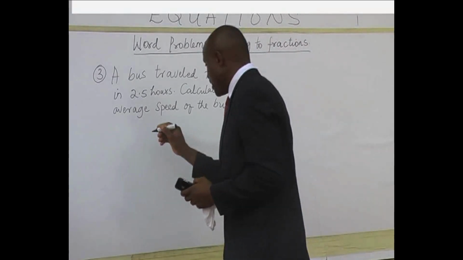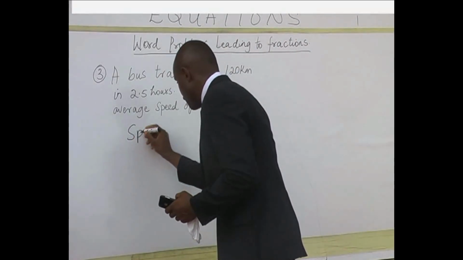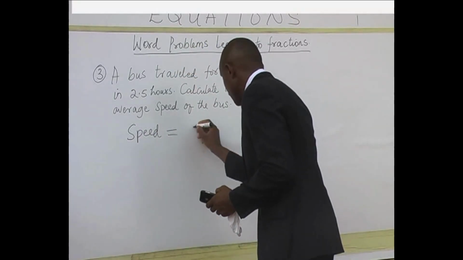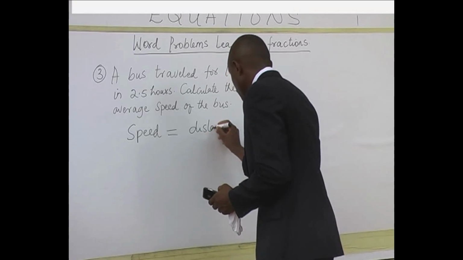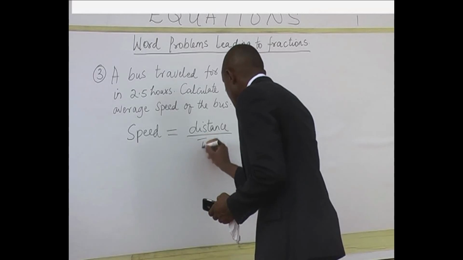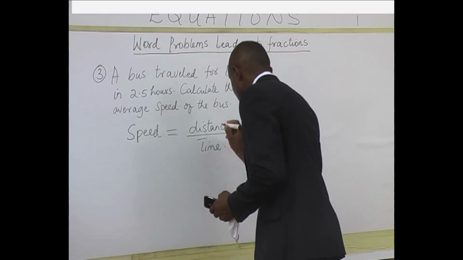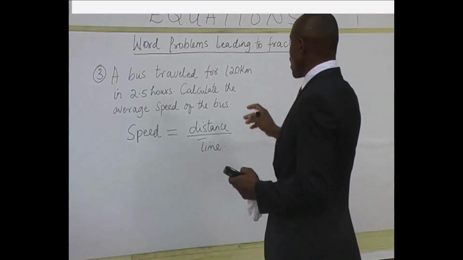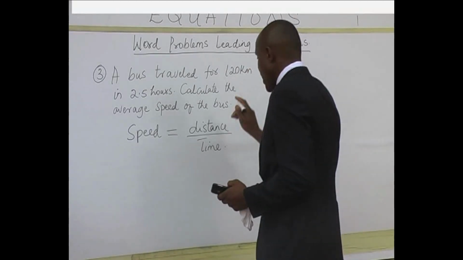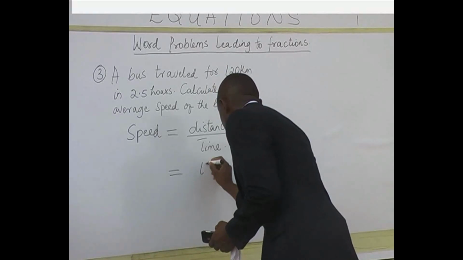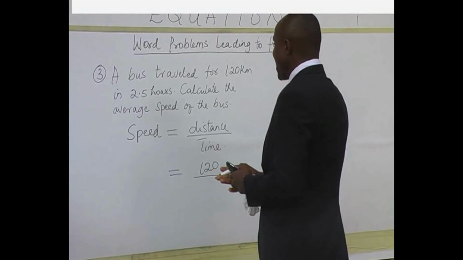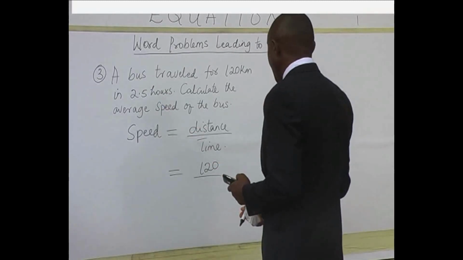The average speed is calculated by distance covered divided by time taken to cover the distance. The distance covered in this question is 120, that means write 120 kilometers. You are going to divide it by the time taken to cover such a distance.